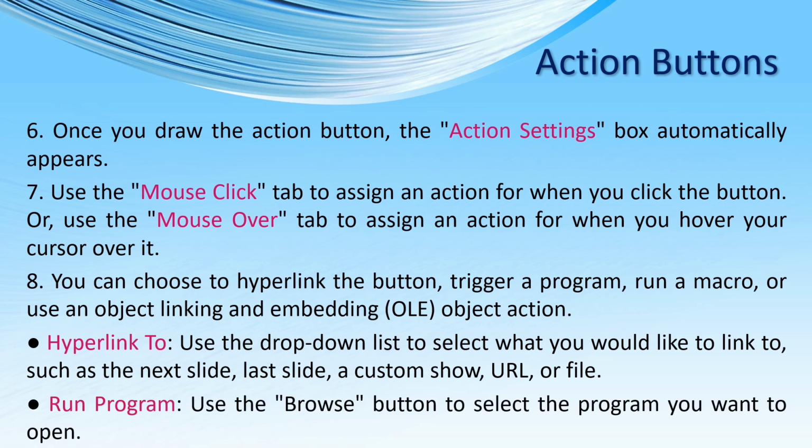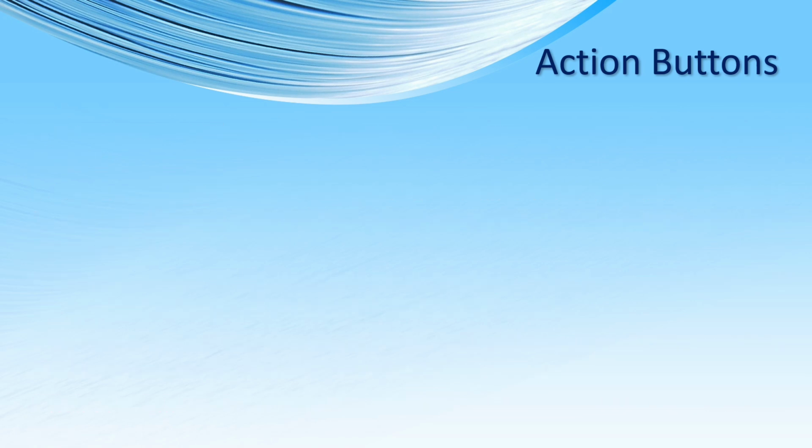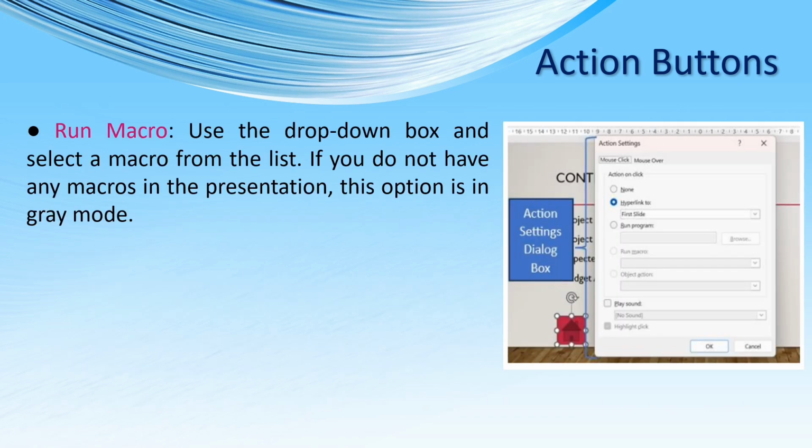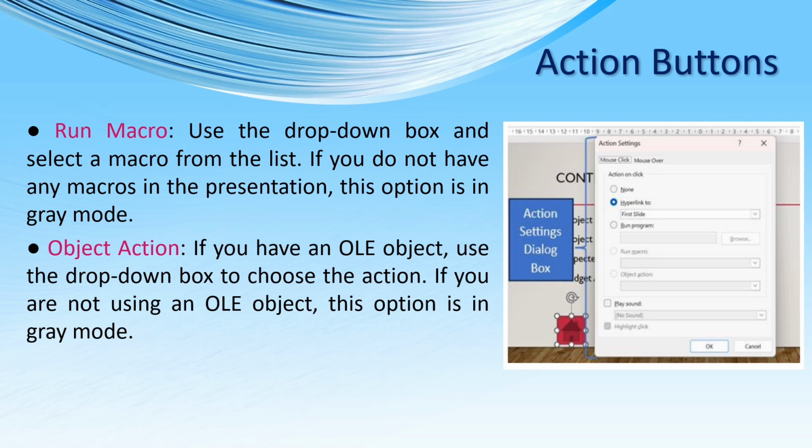Run program: use the Browse button to select the program you want to open. Run macro: use the drop-down box and select a macro from the list. If you do not have any macros in the presentation, this option is grayed out. Object action: if you have an OLE object, use the drop-down box to choose the action. If you are not using an OLE object, this option is grayed out.